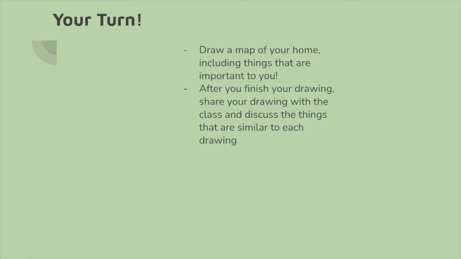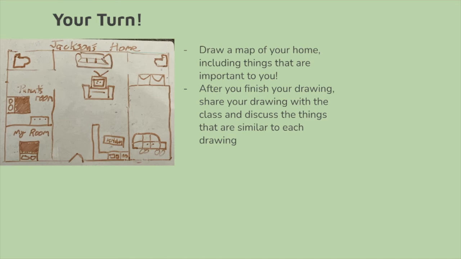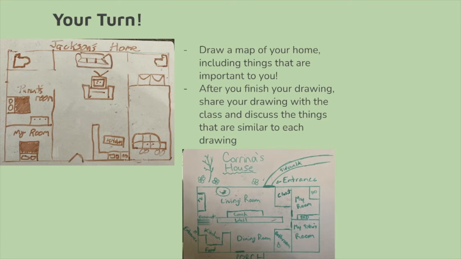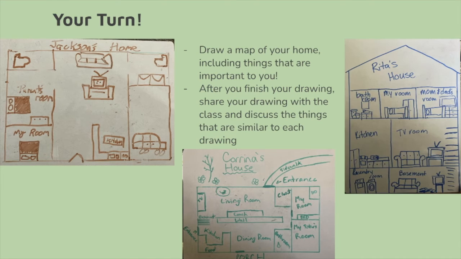Before you get started though, we'll give you some examples so that you can kind of know the direction we're going with this activity. So for example, this is Jackson's home, and you can see all of the things that were important to him. This is my home, and here is Rita's house. So I'll give you a minute. You can pause the video to draw your own maps.